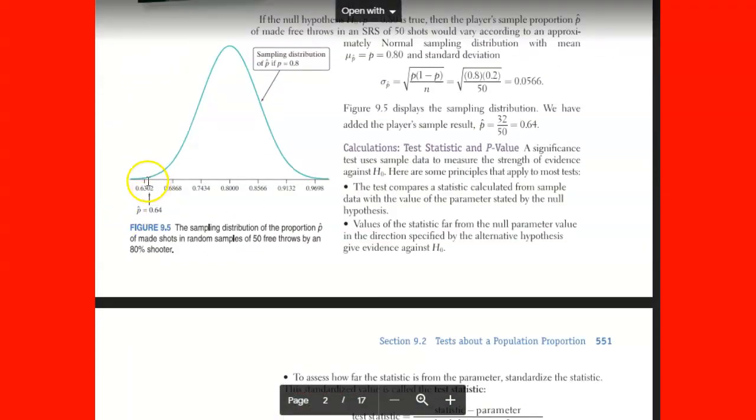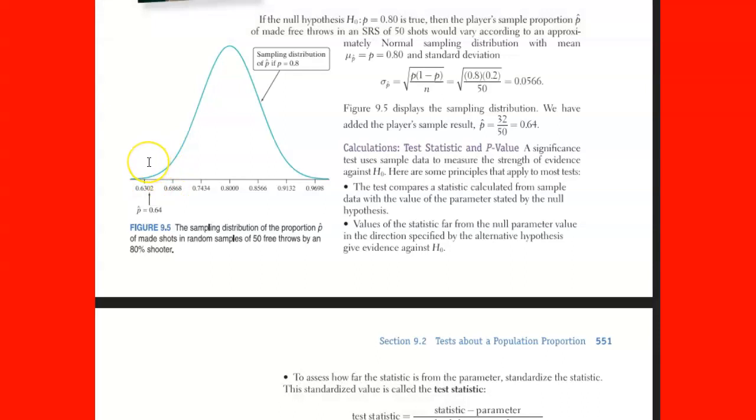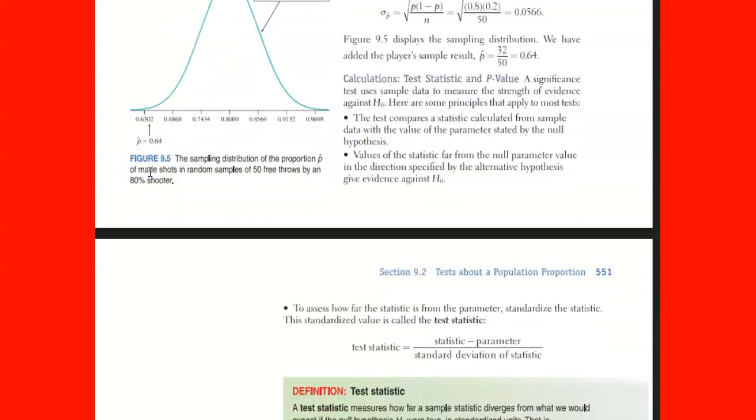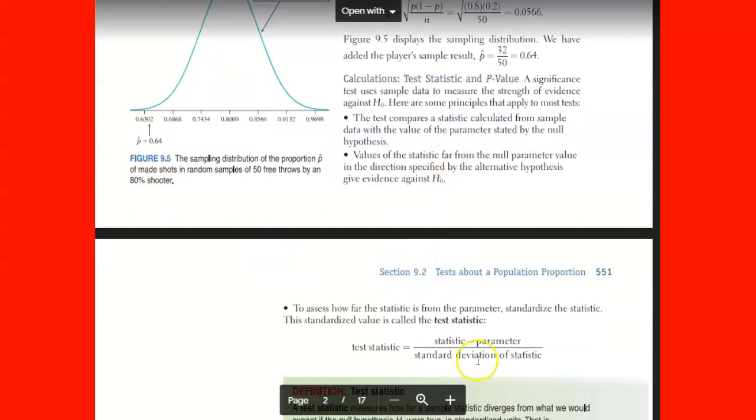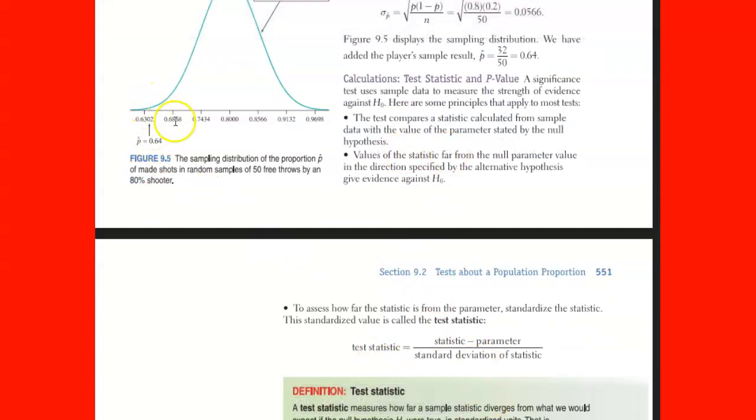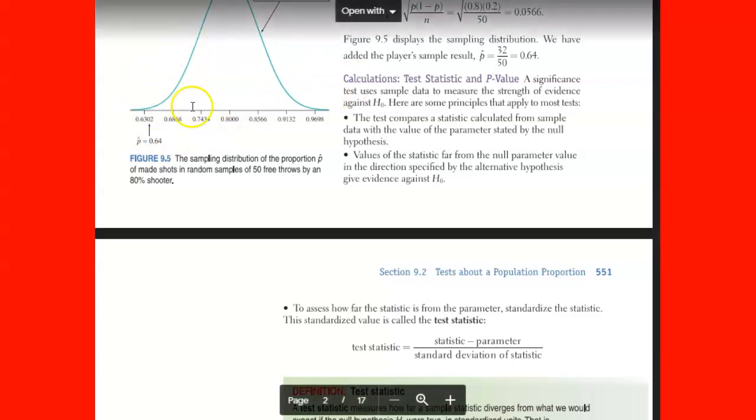Now, 0.64. I'm going to show you something that you won't actually have to do because your calculator knows how to do this, but I want you to know what your calculator is doing. This straddles a couple pages in your book, so I'm just scrolling here. This 0.64 on a normal curve with a center at 0.8 has a z-score, except we're not really calling it a z-score right now, we're calling it a test statistic.